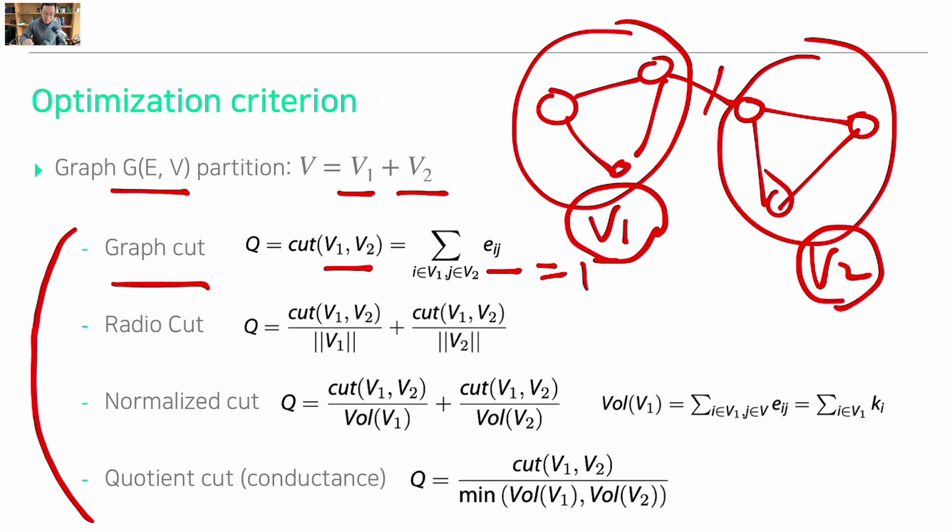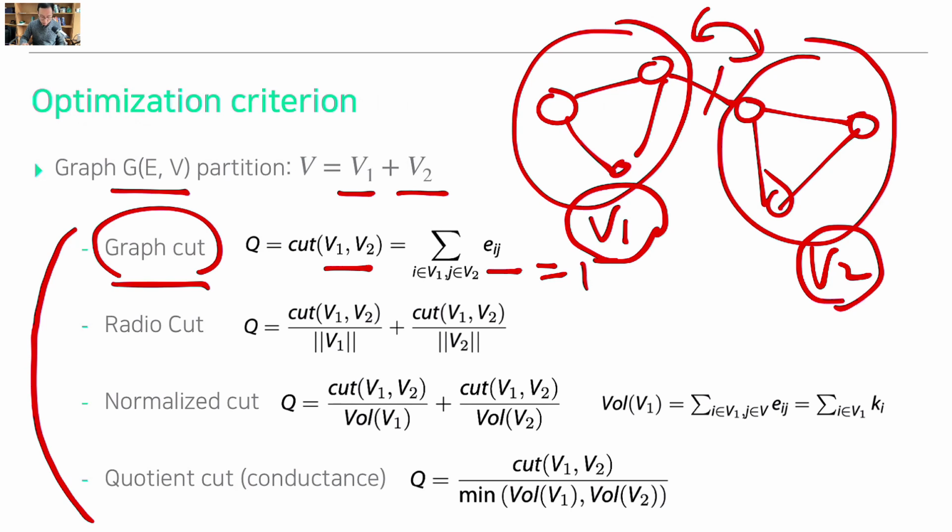So we can minimize the cut. Intuitively, we assume that each partition is mutually exclusive, right? So they have more intracluster edges, and we are likely to have fewer intercluster edges, right? So we try to minimize the number of these interpartition edges. This could be one of the criteria. So we try to minimize the graph cut.